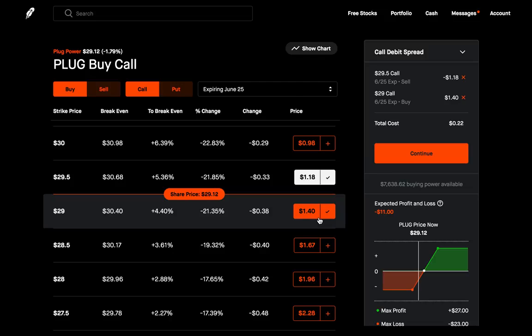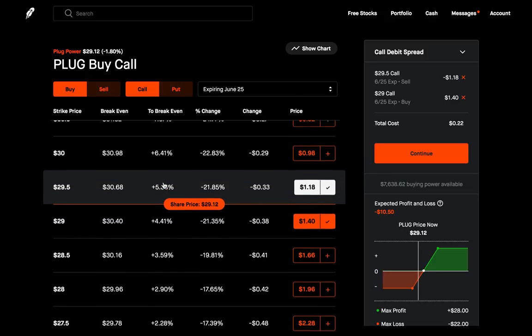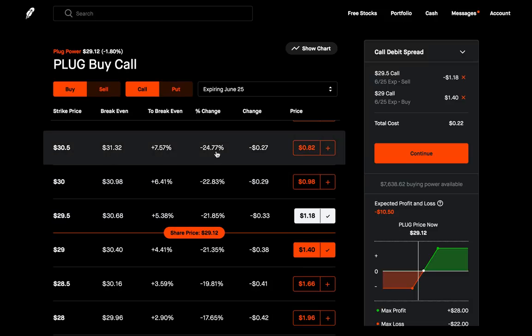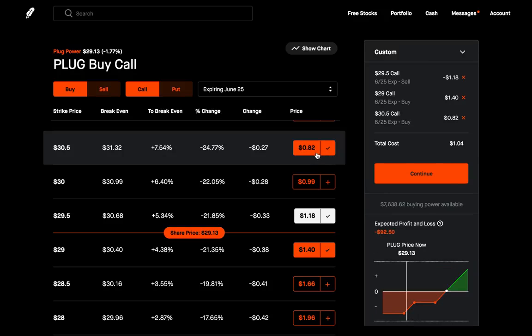Now that I've done that, I'm going to go back to the call I sold, and I'm going to go up 2 strikes. So I'm going to go up 1, 2. And here I am at this strike, and I'm going to go ahead and buy this call option as well. So I'm going to pay 82 cents per share, or $82.